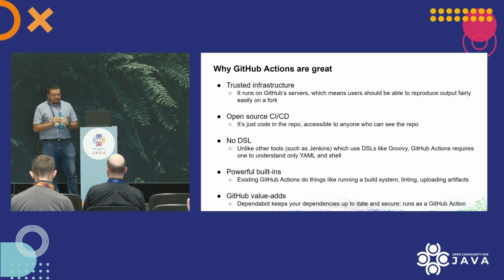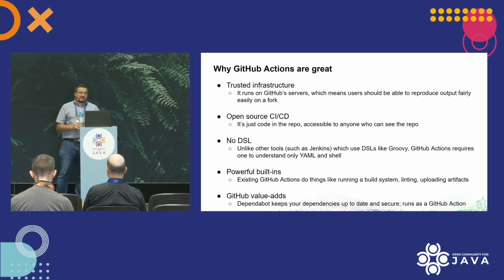So GitHub Actions are great for a few different reasons. One, it's trusted infrastructure, right? It runs on GitHub servers, so if you're looking at a brand new project, you don't have to trust that some person set up their server correctly. You're more likely to trust that GitHub, and by extension Microsoft, has done the due diligence and set up a pretty secure environment. And if they haven't, somebody will have figured it out and they'll have hopefully patched it really quickly.